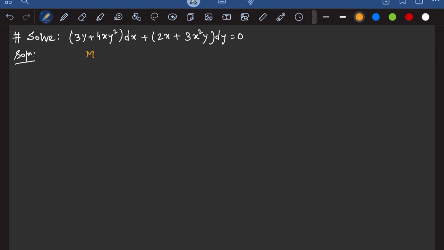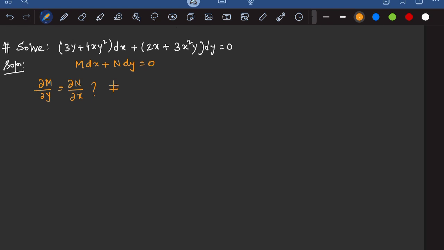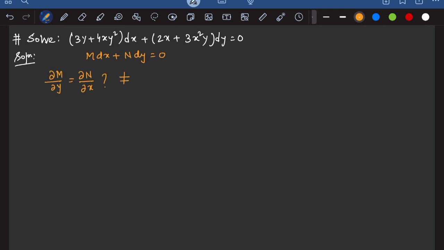So this equation is of the form M dx + N dy = 0. Whenever you have this type of equation, immediately you should check whether it is exact or not, that is, ∂M/∂y equals ∂N/∂x or not. This thing you need to check. If you check this quantity, ∂M/∂y and ∂N/∂x, they are not equal. So basically they are not equal means this equation is not exact.